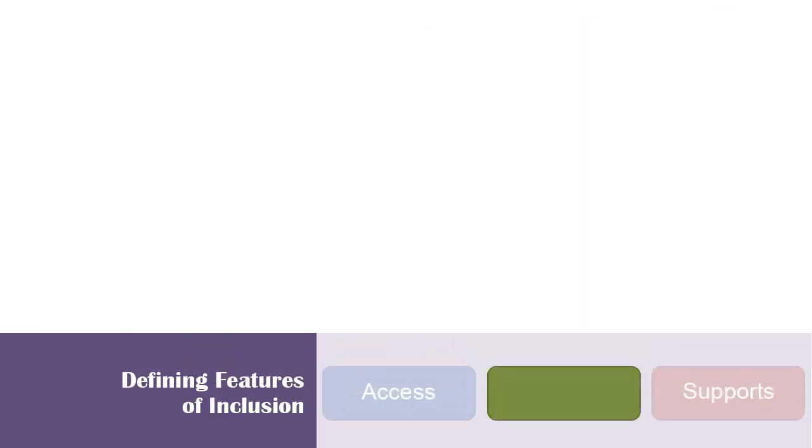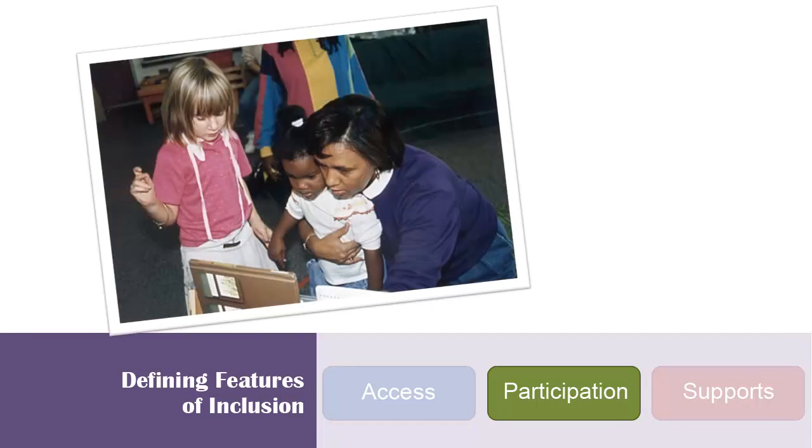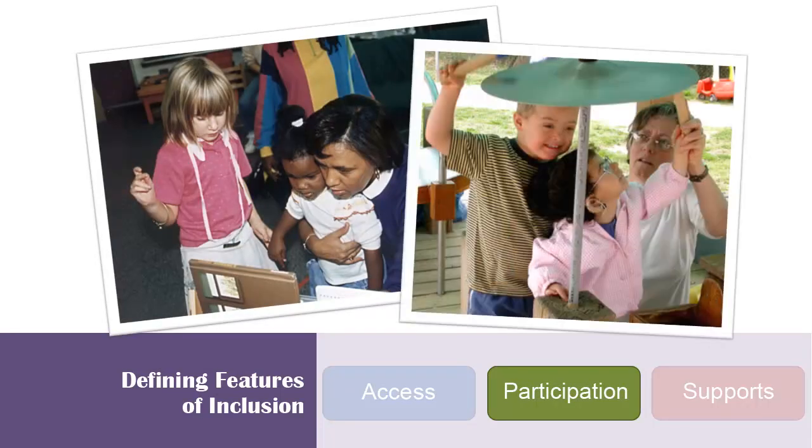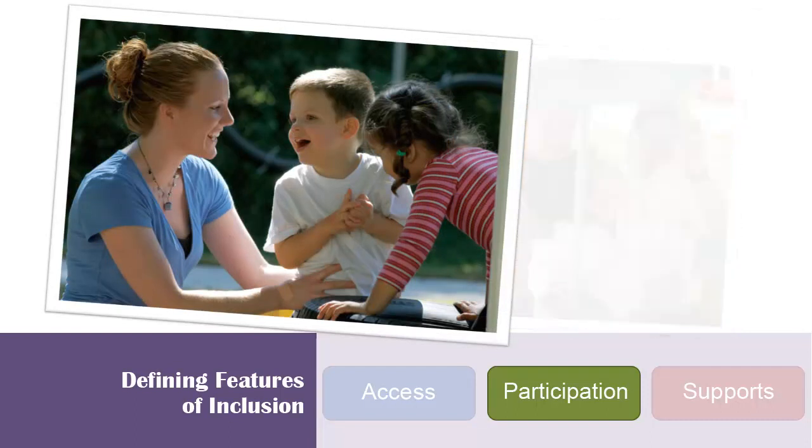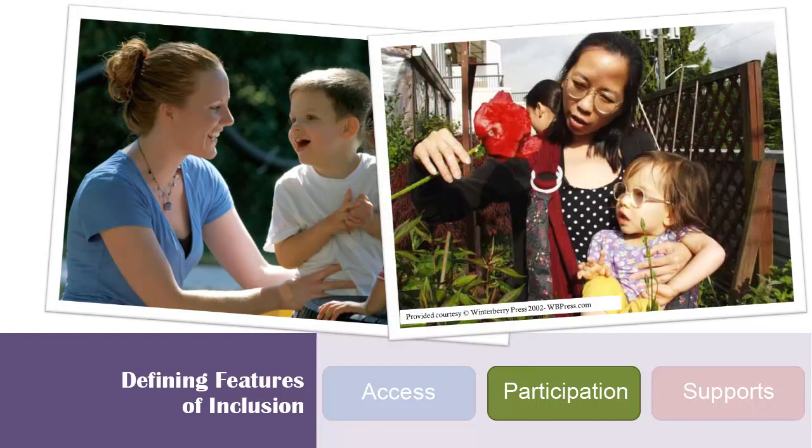The second feature is participation. Even if environments and programs are designed to facilitate access, some children may need additional individualized accommodations and supports to participate fully in learning experiences. Adults will use a range of instructional approaches to promote engagement in play and learning activities.